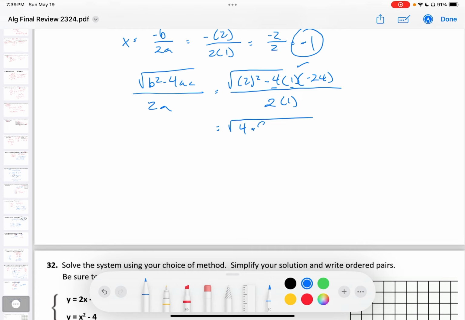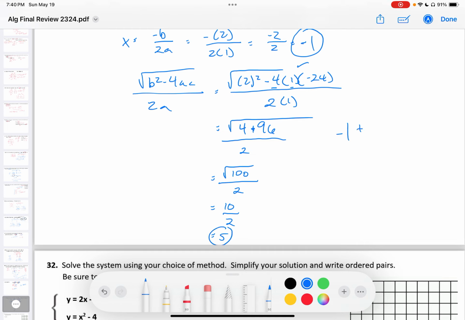is 96. So I've got 4 plus 96, or the square root of 4 plus 96, all over 2 times 1, or 2. Square root of 4 plus 96 will be square root of 100 over 2, and the square root of 100 is 10. So 10 over 2, or 5. So there's our two parts.